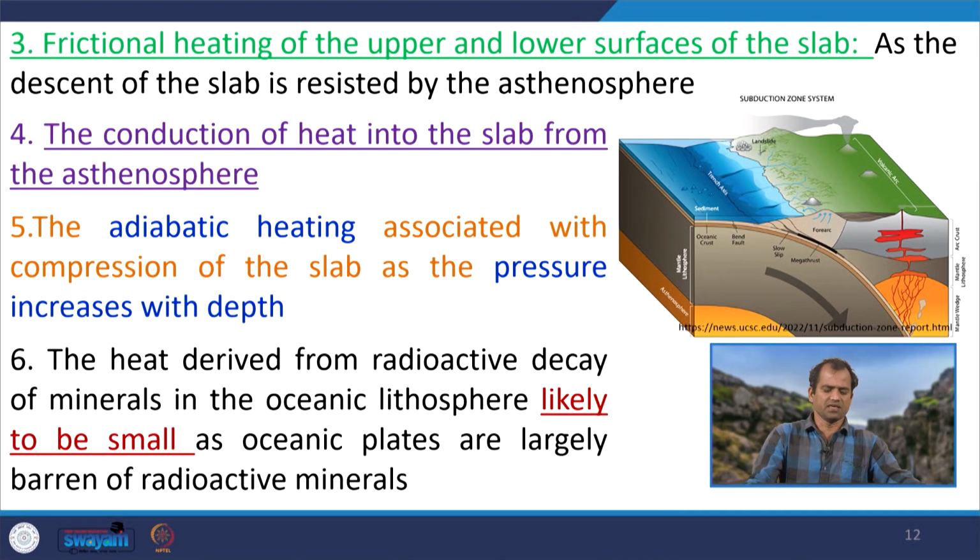Then frictional heating of the upper and lower surface of the slab. As it descends, the slab is resisted by the asthenosphere, so we have a frictional system here. Due to this frictional heat, the heat is also transferred inside, which is why it will take some time to equilibrate with the surroundings.